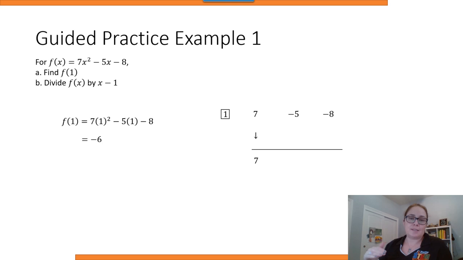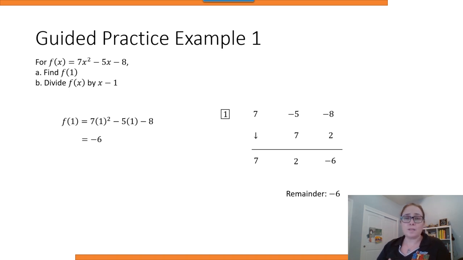Then I take the 7 and multiply it by the number in the box. So 7 times 1 is 7. I add that to the next coefficient: negative 5 plus 7 is 2. Then multiply that by the number in the box, so 2 times 1 is 2, and add that to the next coefficient, negative 8, which gives me negative 6. So I got the same value for the remainder as I did from just plugging into the function.